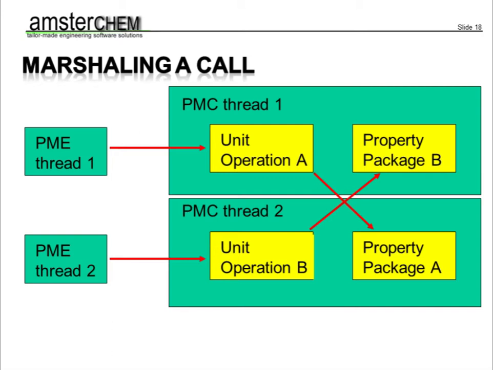What follows from here is that while the unit operation A is executing a callback in the PME to do its thermodynamic calculation, it must process unrelated incoming requests from the PME, in this case a request on the property package B, or else the whole system will deadlock. This does not hold for the PME side. All calls on the PME side are synchronous, which you would expect because that would also be the case if no marshalling was used at all and the PME is unaware of marshalling.